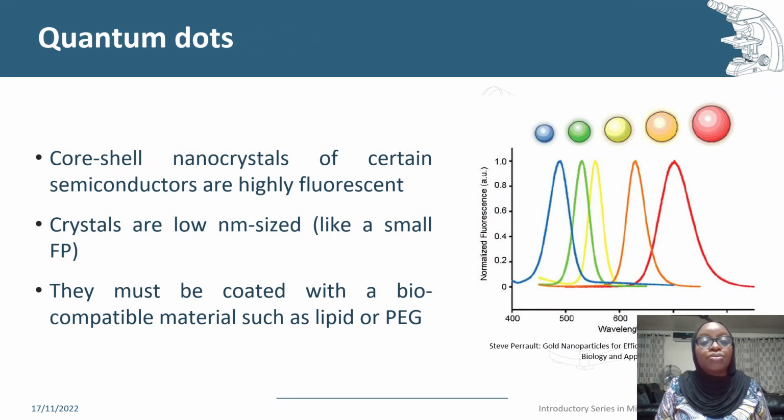And we now come to the third group, nanoparticles, also called quantum dots. They are nanocrystals of certain semiconductors and are highly fluorescent. Their crystals are of low nanometer size, and they must be coated with a biocompatible material such as lipid or PEG.